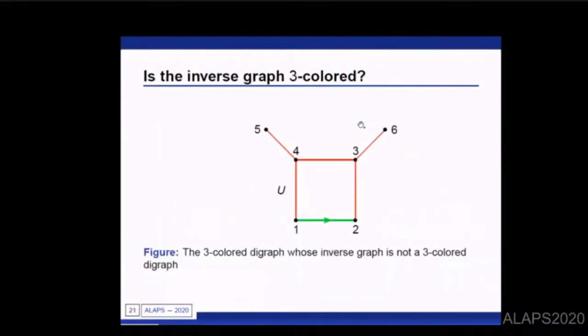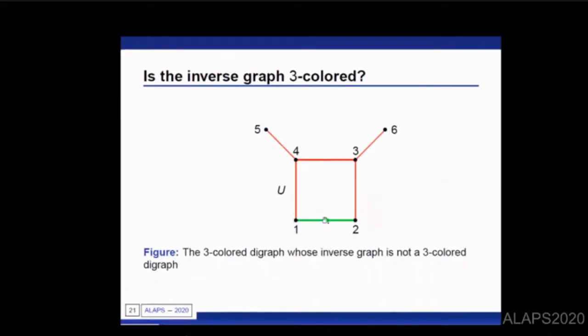Now the next question is, whenever we have the inverse, is it true that the inverse is also a three-color digraph? That is our first question. We take a three-color digraph which is non-singular, and we take its inverse. Is the inverse also a three-color digraph? The answer is no. If we take, for example, this graph, then its inverse is not a three-color digraph.